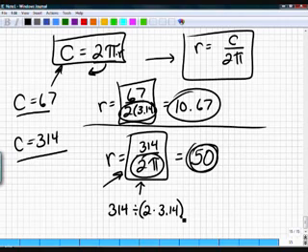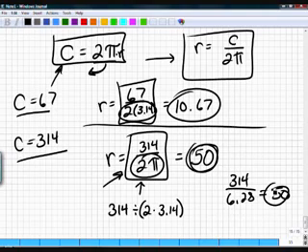What I would do there, if you've got a cheaper calculator, is do 2 times 3.14 first, which will be 6.28, and then do 314 divided by 6.28, and that gives you 50. But just be careful, because if you type it in like this, it's going to spit out the wrong answer.